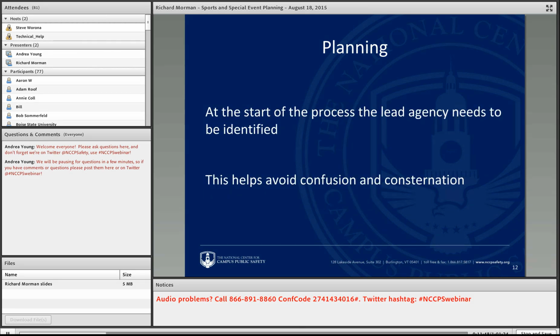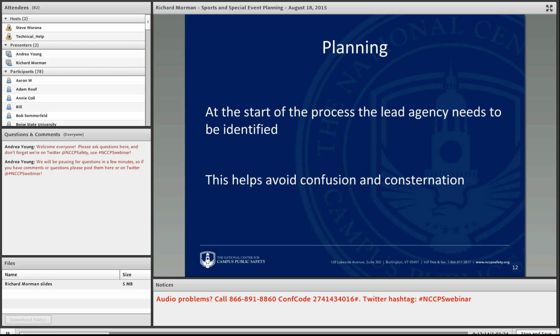And also, to avoid confusion and consternation at the very beginning of the process, the lead agency needs to be identified. And I'm here to tell you that this oftentimes falls apart because sometimes those entities that think they're in charge are not really in charge or not responsible to be in charge. And I've had the opportunity to go around the country and look at different special events and how they're set up and how they're managed.